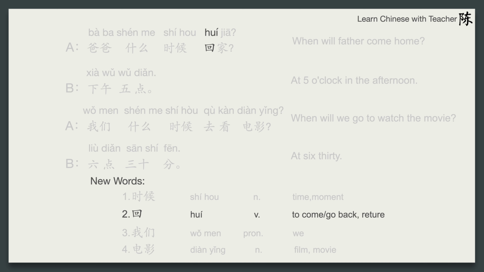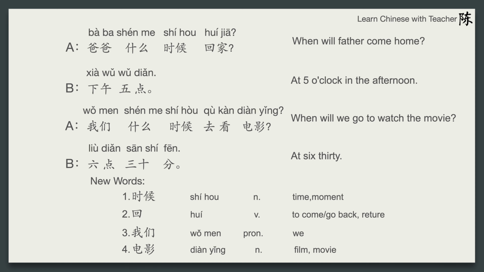回 it's a verb. It means to come back, to go back, or to return. 我们 it's a pronoun means we. 电影 it's a noun means film, movie. In the first sentence, 什么 means what. 时候 means time. Literally, 什么时候 means what time.